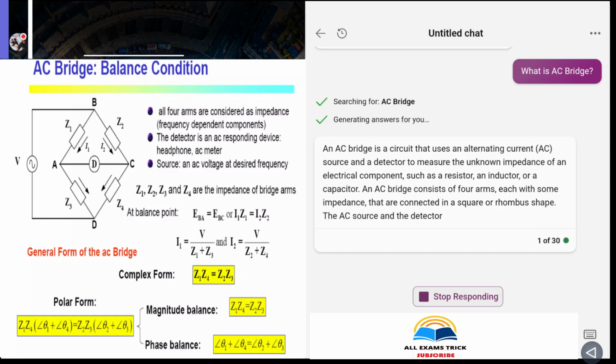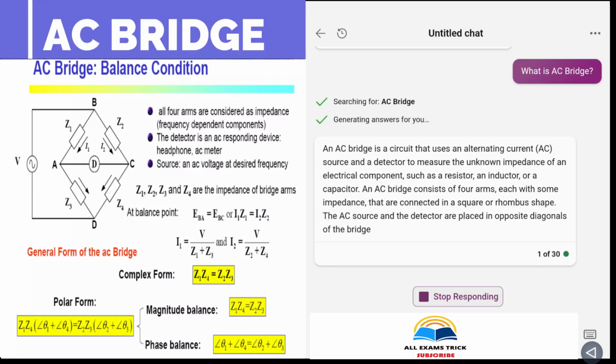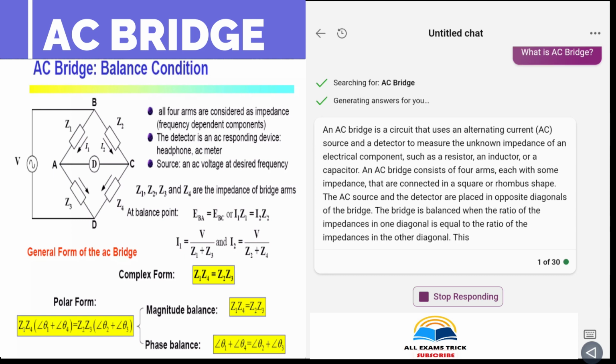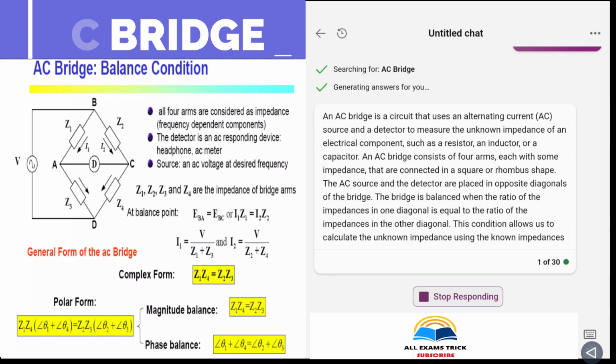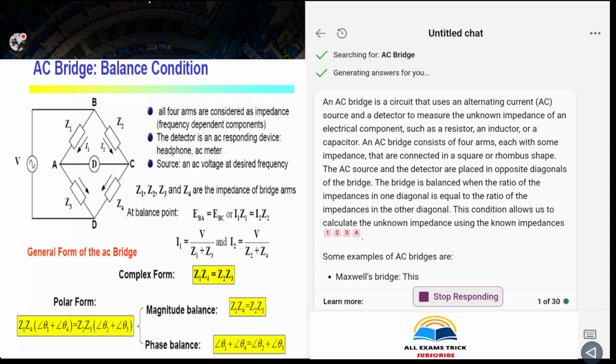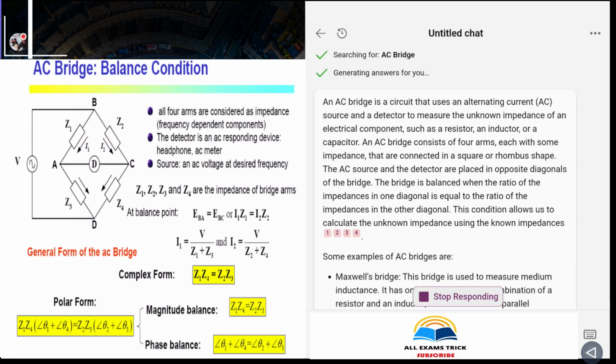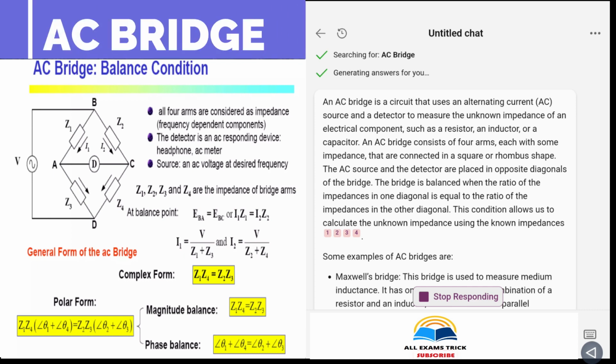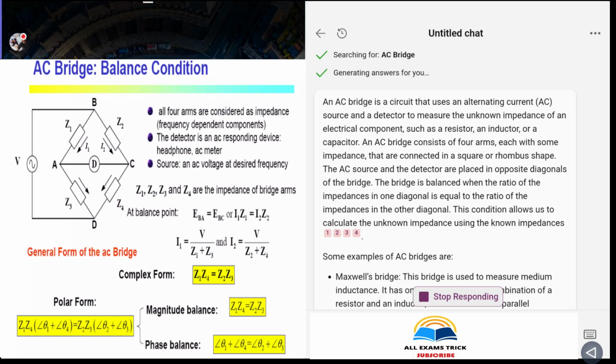An AC bridge is a circuit that uses an alternating current, AC, source and a detector to measure the unknown impedance of an electrical component, such as a resistor, an inductor, or a capacitor. An AC bridge consists of 4 arms, each with some impedance, that are connected in a square or rhombus shape. The AC source and the detector are placed in opposite diagonals of the bridge.